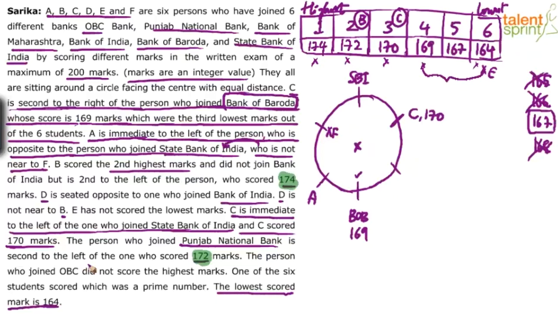Multiple possibilities again if you want to try that. The person who joined OBC did not score the highest marks. And this point we have already used. Let me underline this also. One of the 6 students scored a prime number. So anything that has been underlined indicates it has been used, right?